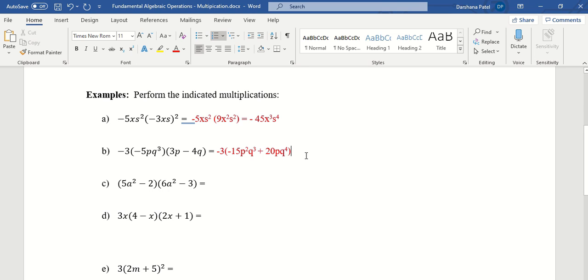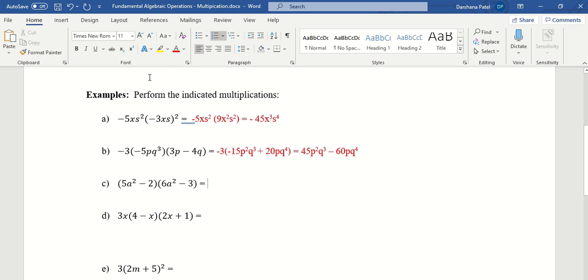Now simplifying this further, we will multiply negative 3 inside. So 3 times 15 will give us 45 P square Q cubed, minus 60 P Q to the power of 4. So negative 3 times 20 will give us 60. P Q to the power of 4 remains same.